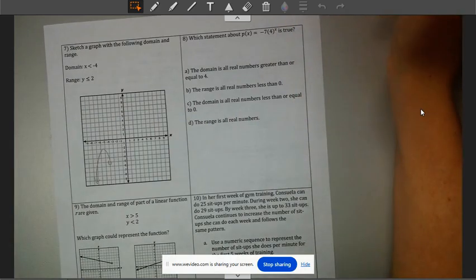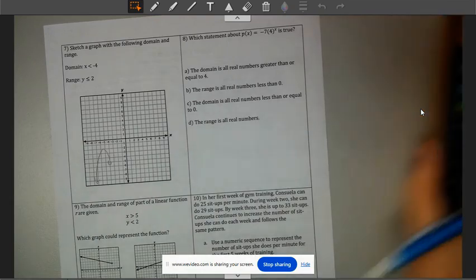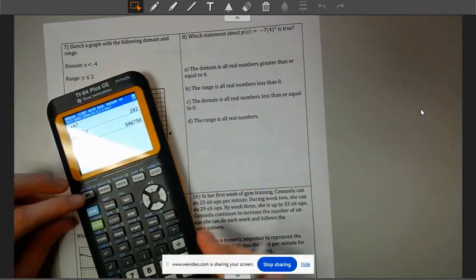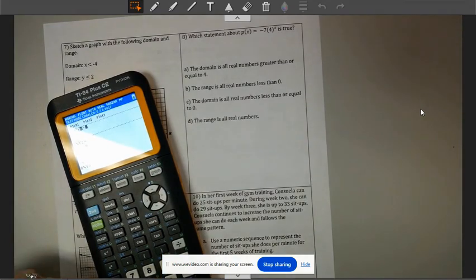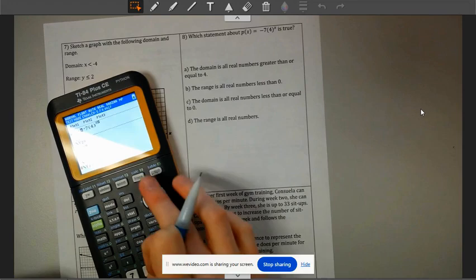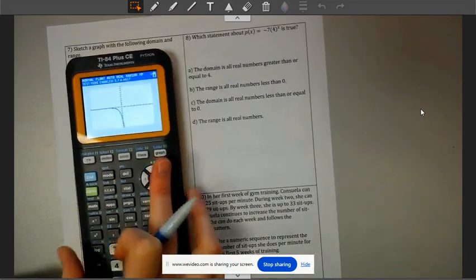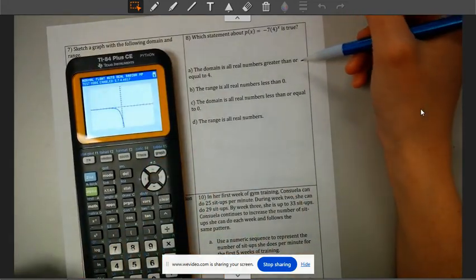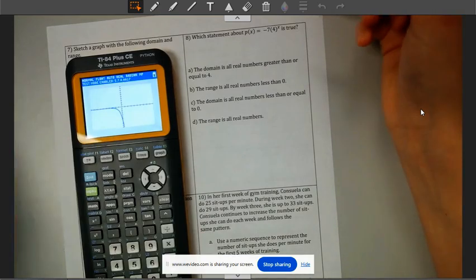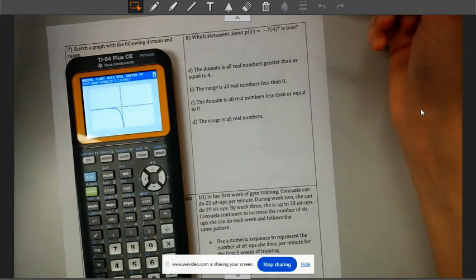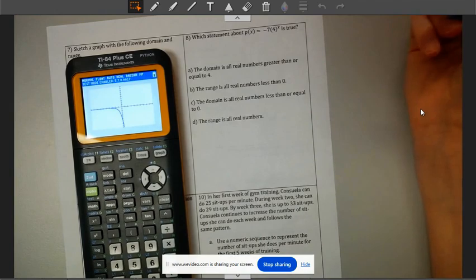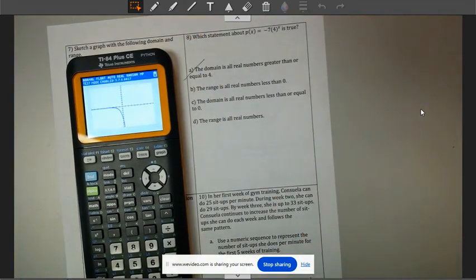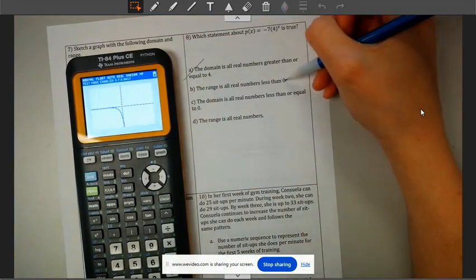Number 8, which statement about p of x is equal to -7 times 4 to the power of x is true? So I'm going to go ahead and plug it in the calculator. We're going to look at the graph. So we have -7 parentheses 4 raised to the power of x. Look at the graph. The domain is all real numbers greater than or equal to 4. Well, if I push forever to the left, it's going to keep going. If I push forever to the right, it'll keep going. So the domain is all reals.